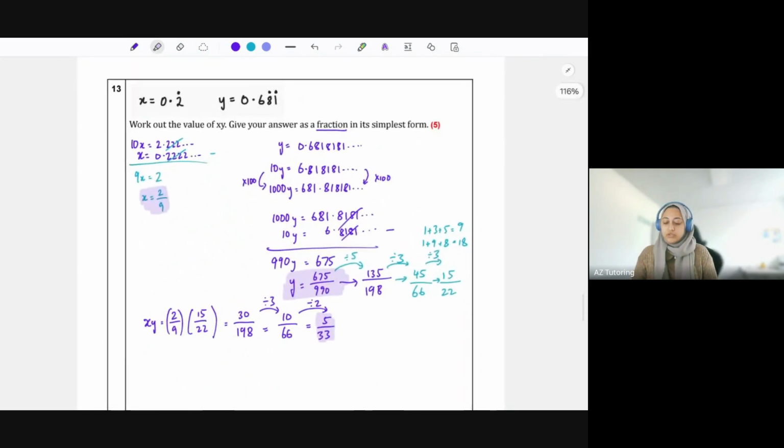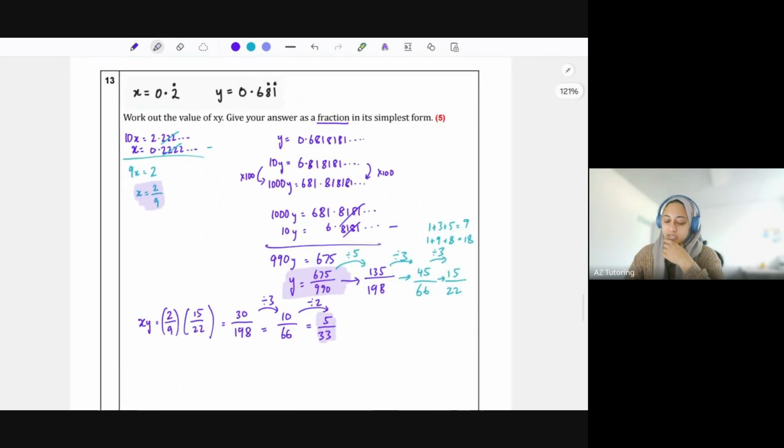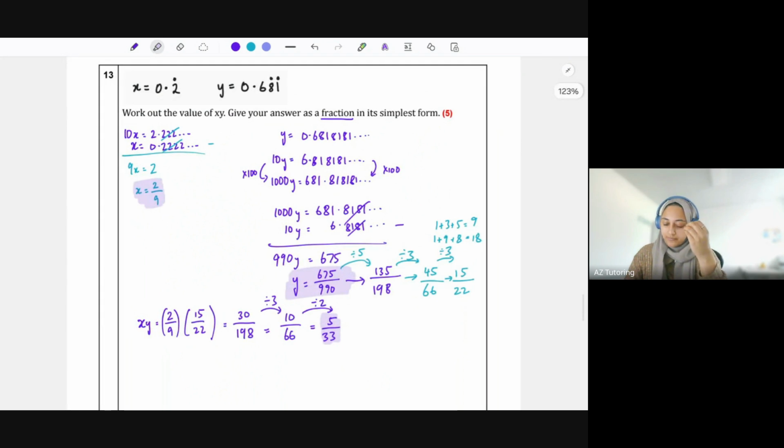There were a few different ways you could do that in terms of simplifying. So I'd say the hardest thing with this was timesing and dividing would have just taken time for this question, which is why it's 5 marks. So that's question 13, 5 over 33. We'll move over to question 14 now.